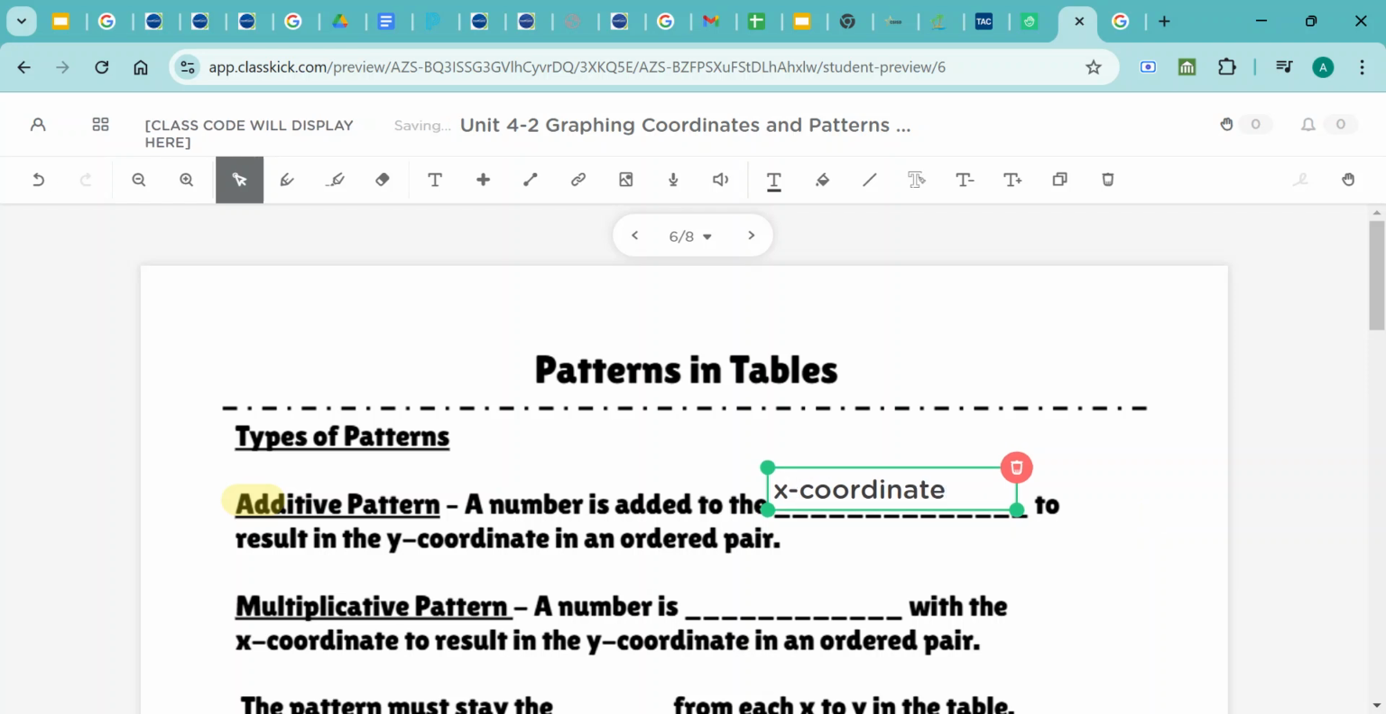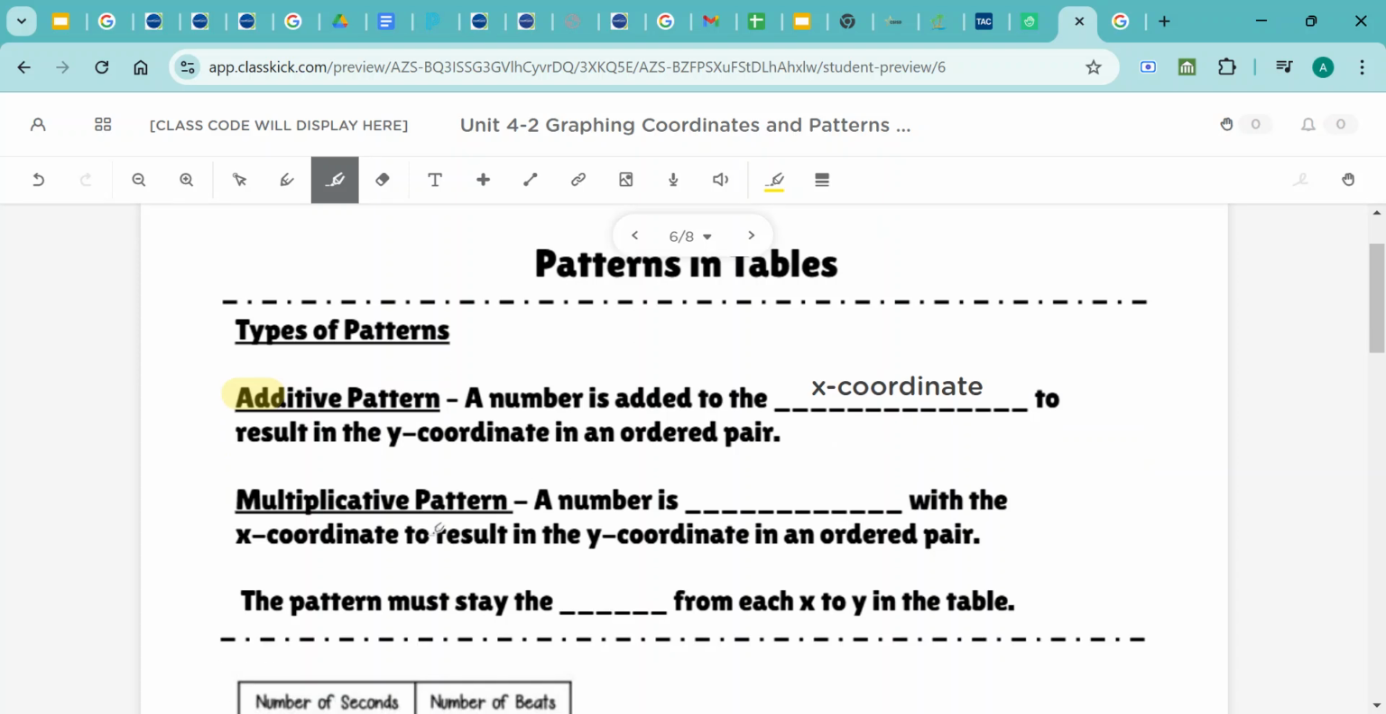to result in the y coordinate in an ordered pair. So our patterns are going to be dealing with x coordinates and y coordinates. That's why we're saying we're going to add a number to our x coordinate, and it's going to give us our y coordinate. Okay, our other kind of pattern we're looking for is called a multiplicative pattern.